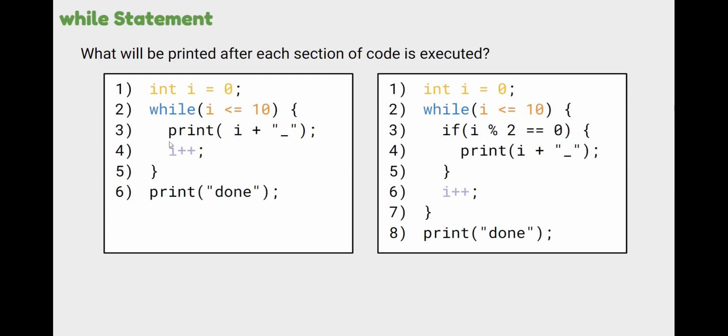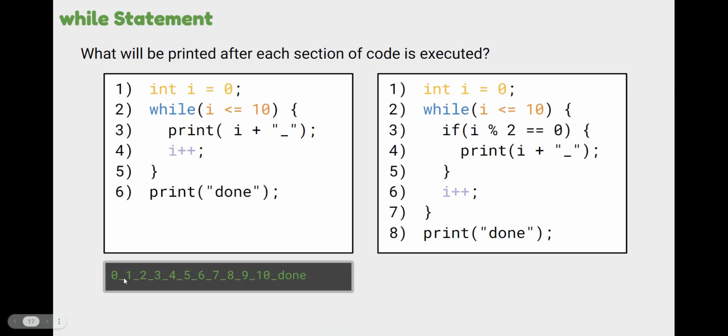Looking at the while statement on the left, we are setting our iterator variable of I equal to 0. We are looping while I is less than or equal to 10. Every time we loop, we're going to print out the current value of I and an underscore, and we're counting up by 1. So we are going to count from 0 to 10 by ones. So we will print out 0 underscore 1 underscore all the way up through 10 underscore. That will be what's printed because of the while loop.